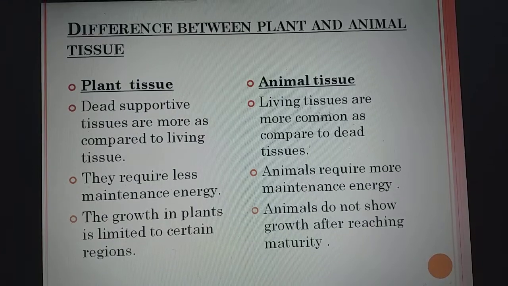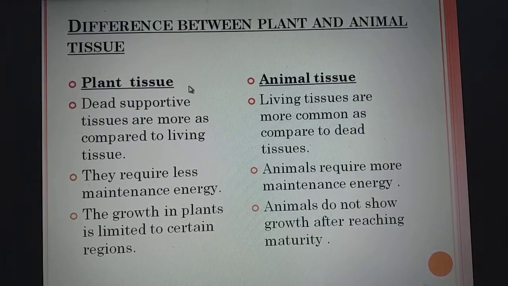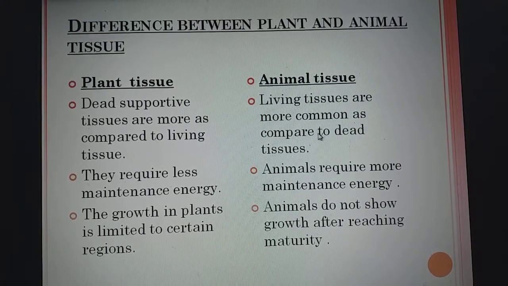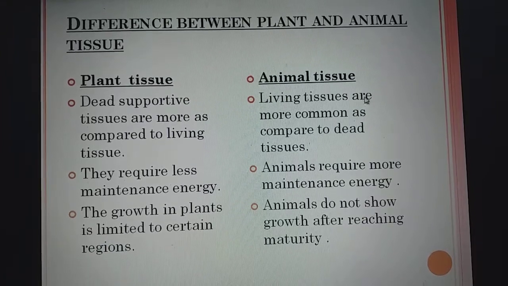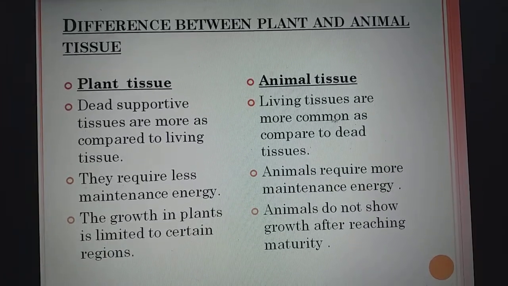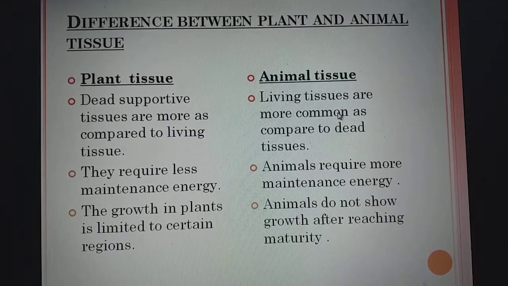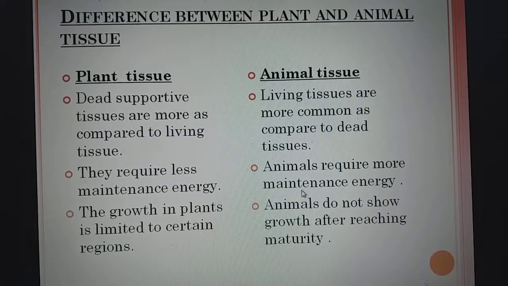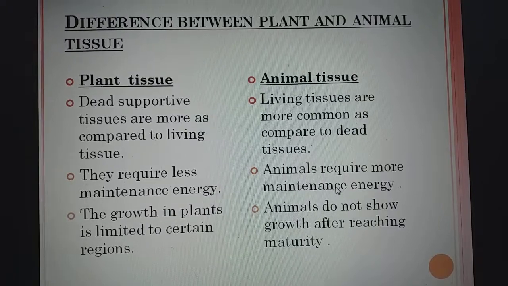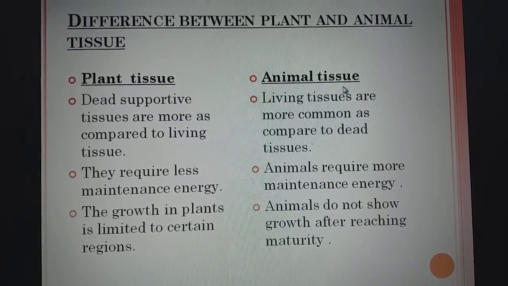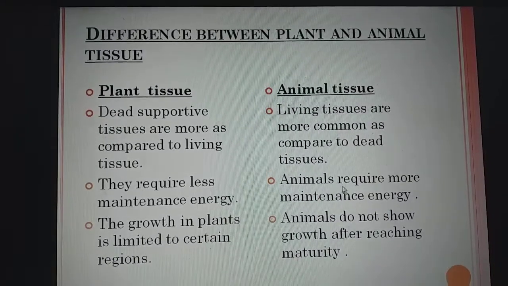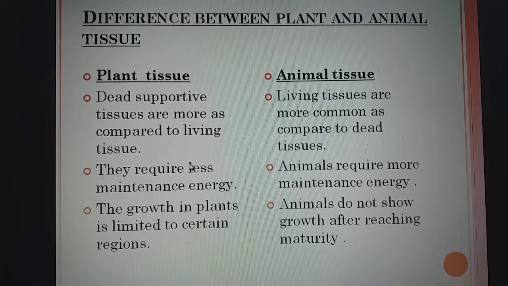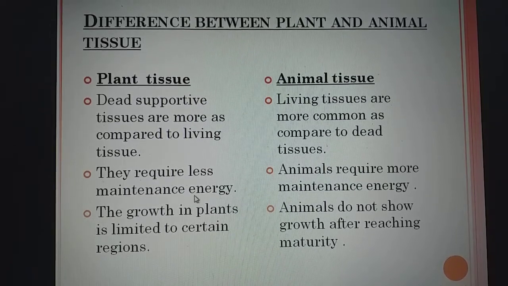The reason is that plant tissues are not motile. Motile means they cannot move. They are stationary, so they need more supportive tissue. Whereas animals can move, so their tissues comprise more living tissue as compared to dead tissue. Next, plant tissue requires less maintenance energy, whereas animals require more maintenance energy. The reason is the same: animal tissue comprises more living tissue, so it requires more maintenance energy, whereas plant tissue comprises dead tissues, so they require less maintenance energy.